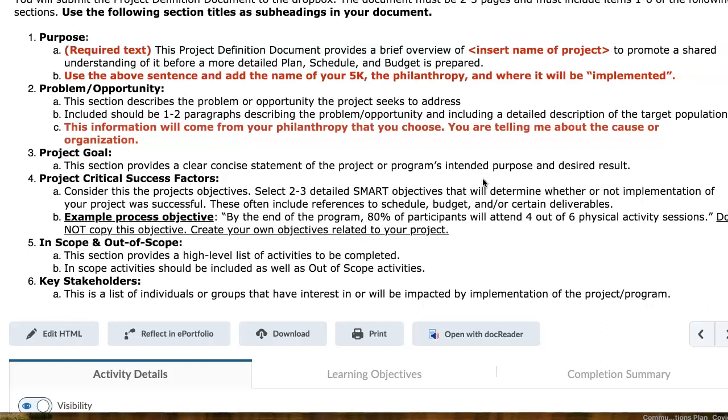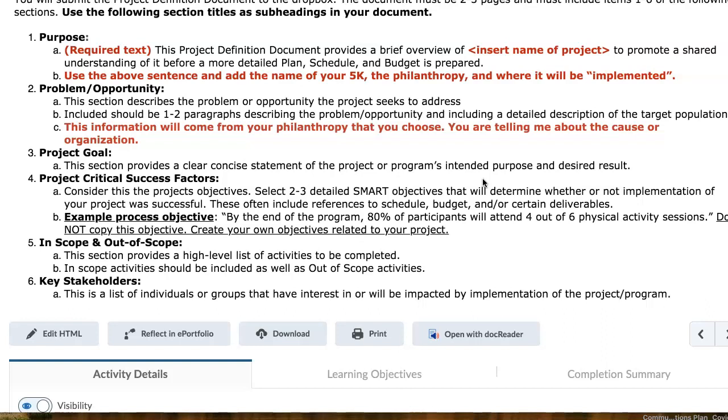5Ks. You are going to include SMART objectives, 2 or 3 SMART objectives that should tie directly to your project goal, right? So they are tying directly to your project goal, and they are how you are going to measure whether or not you were successful.